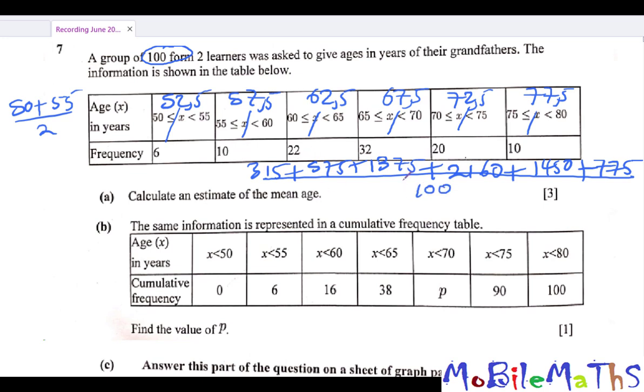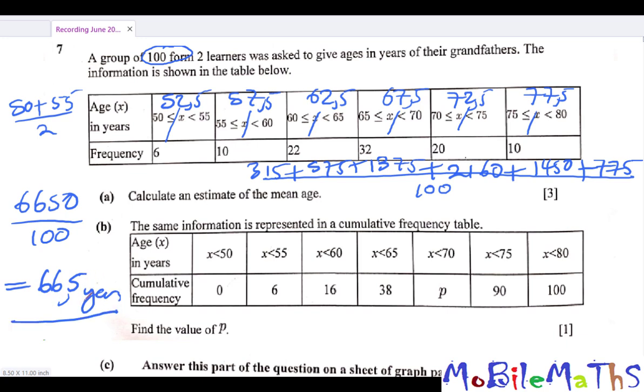Then we add all of these and divide by 100. Adding here, I'm getting a total of 6,650 divided by 100. So our mean average is 66.5 years. Okay, so that is our mean average, 66.5 years. Let's move on to the next part.